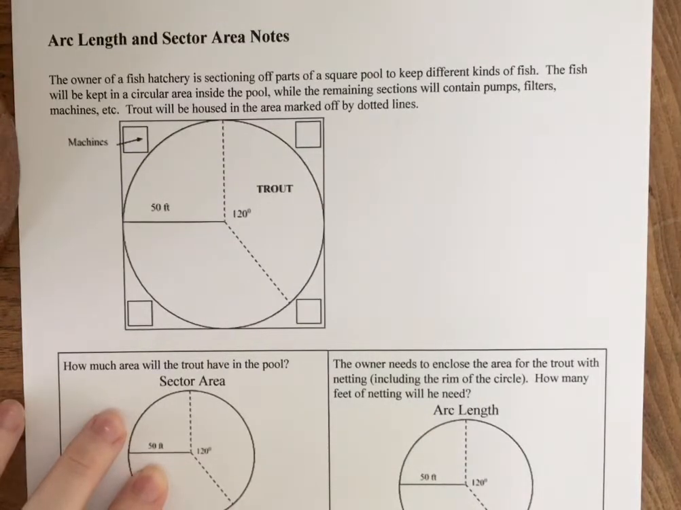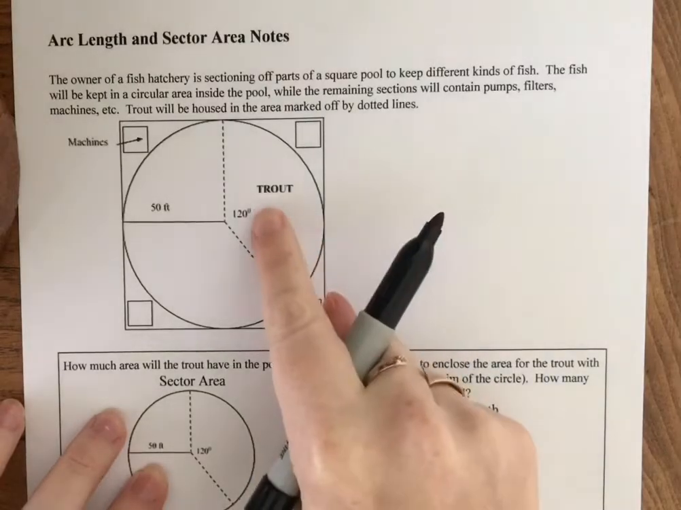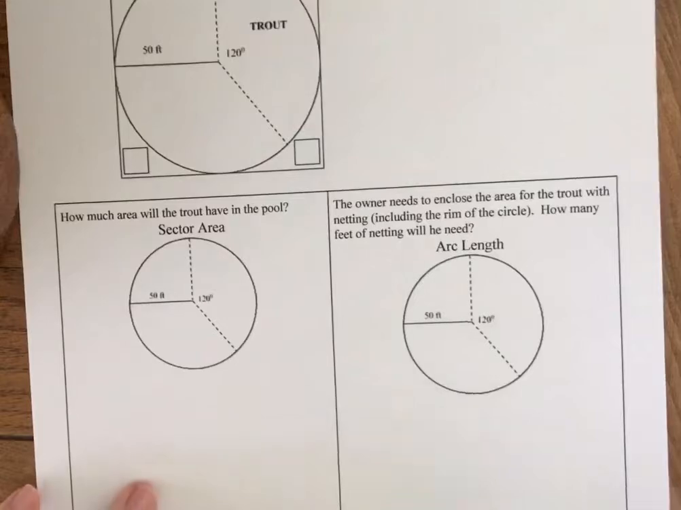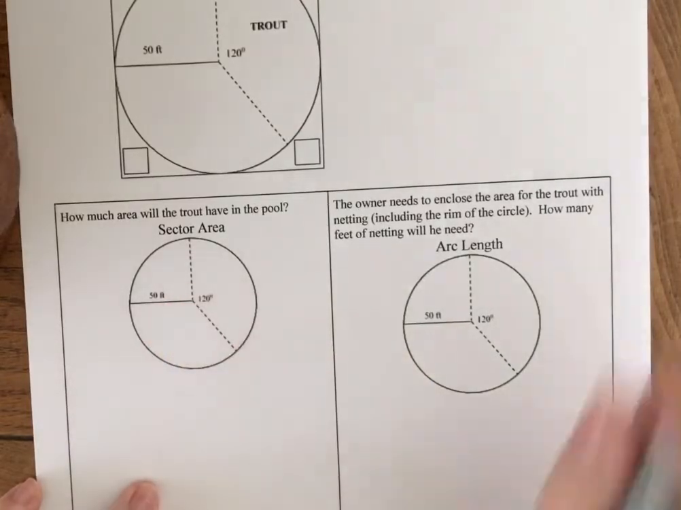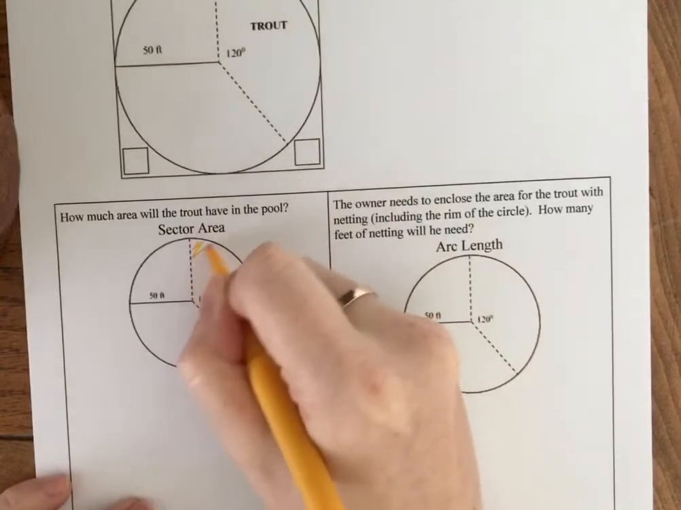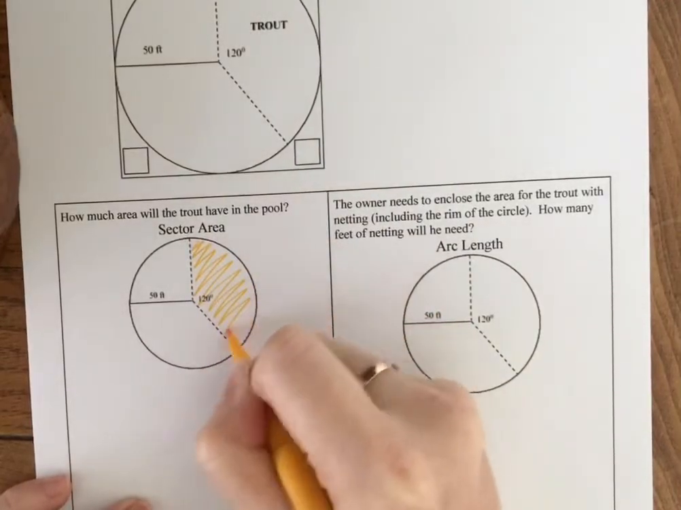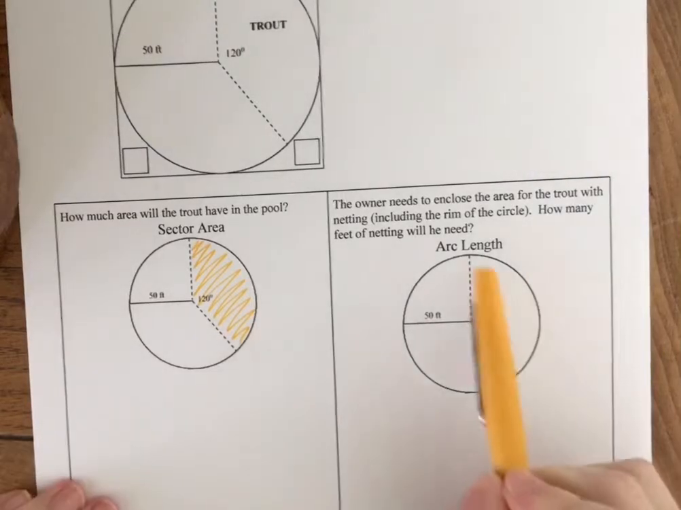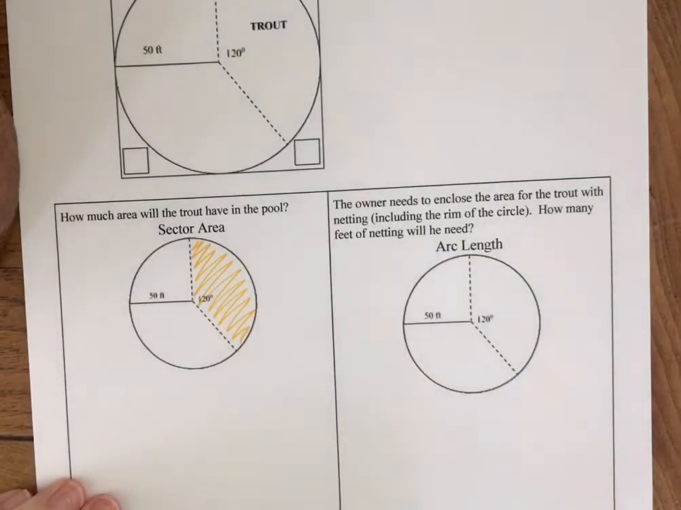The fish will be kept in a circular area inside the pool, while the remaining sections will contain pumps, filters, machines, etc. Trout will be housed in the area marked off by dotted lines. So the two questions that we are going to answer are how much area will the trout have in the pool? So what's the area of this entire section right here? And then we're also going to figure out arc length, but we'll do that in just a minute.